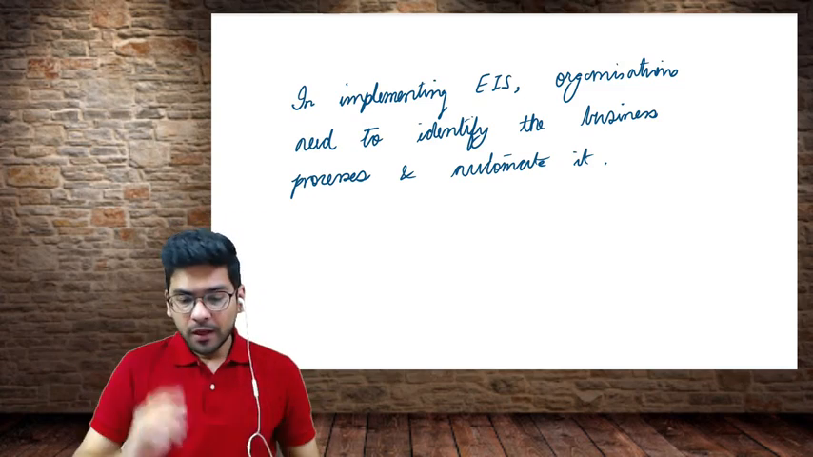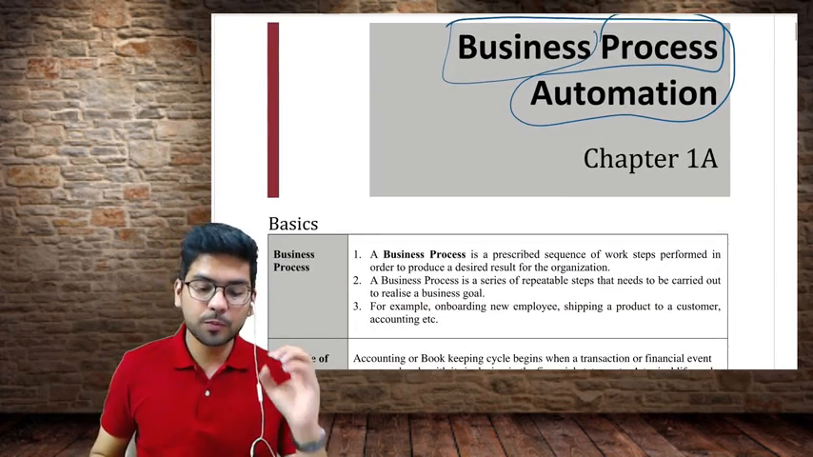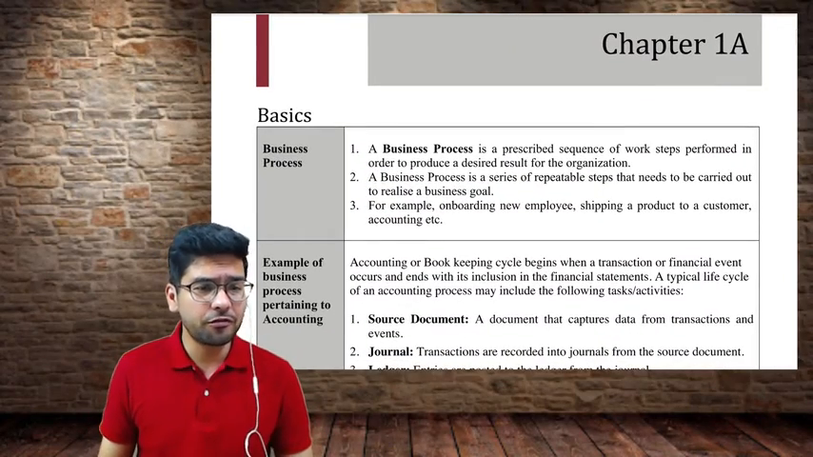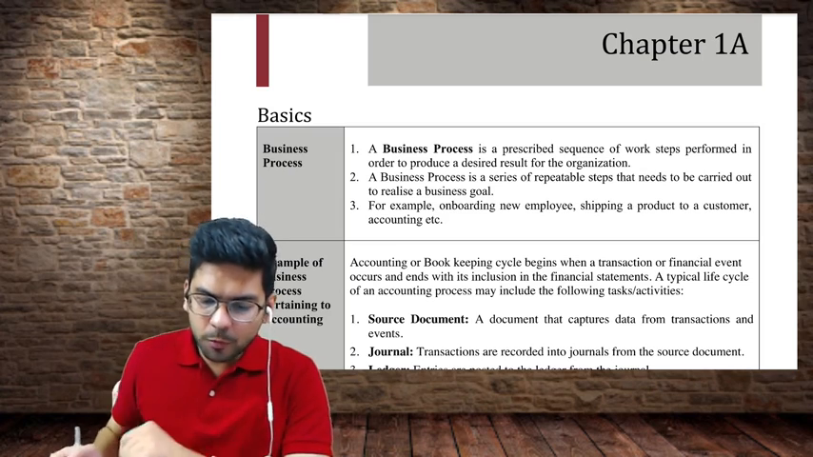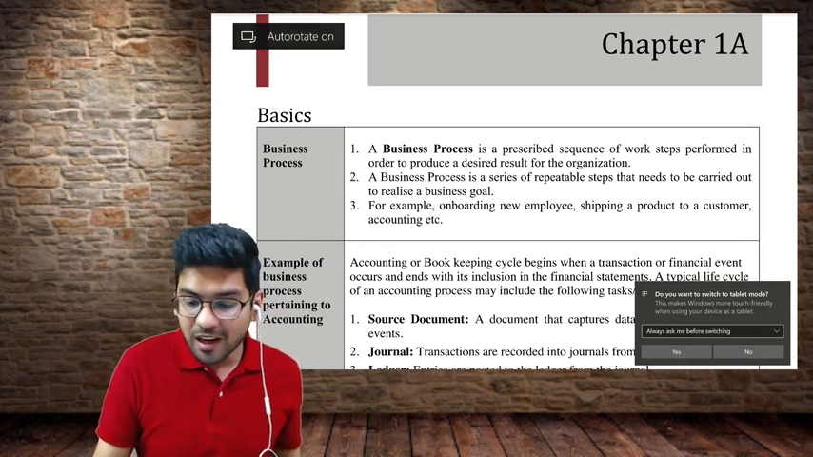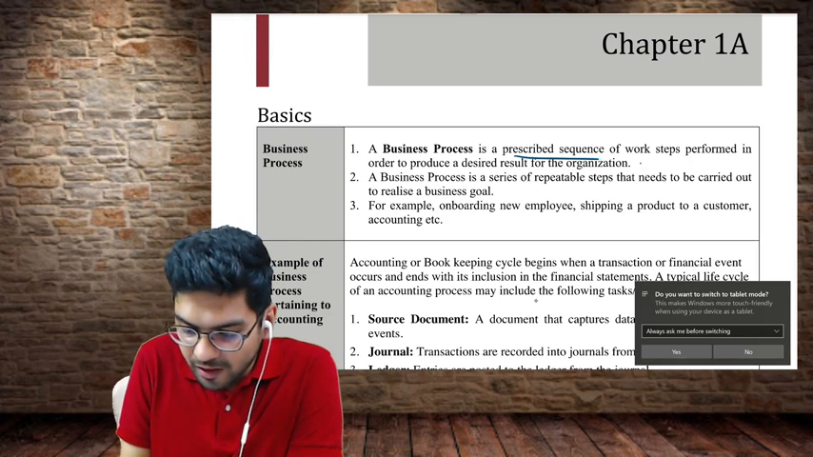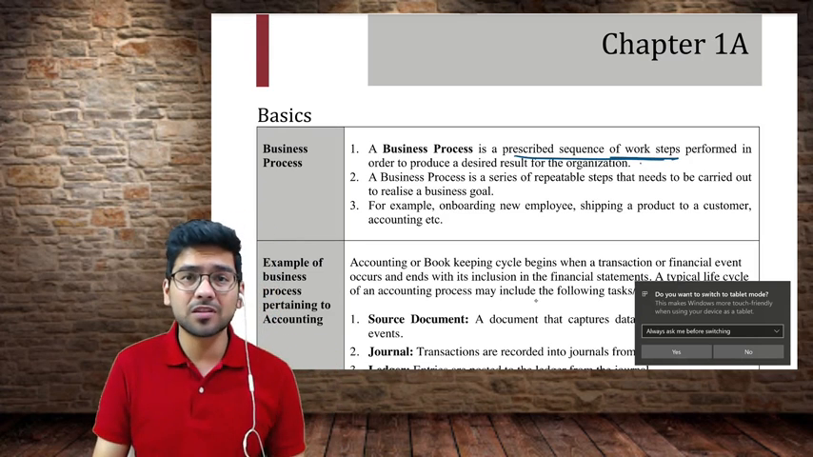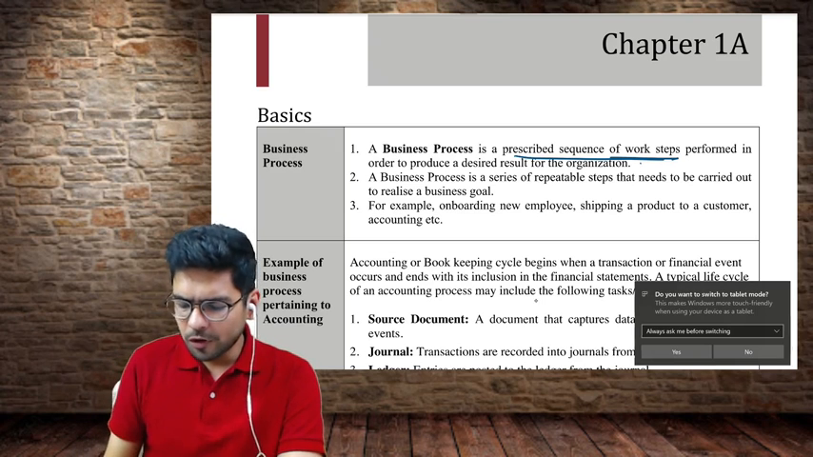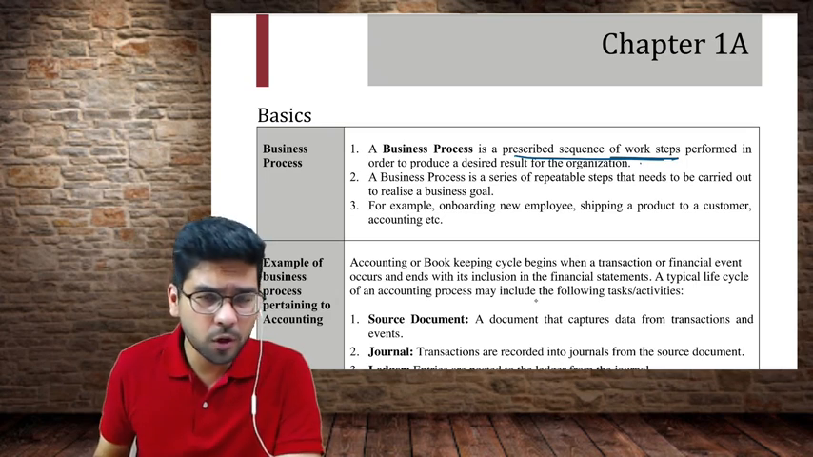All right, so let us start. What is a business process? Okay, the basics portion. So business process, let's go with the definition first. It says a business process is a prescribed sequence of work steps. Prescribed sequence of work steps. It has to be prescribed. Okay, we cannot just initiate any processes in any manner whatsoever we want.